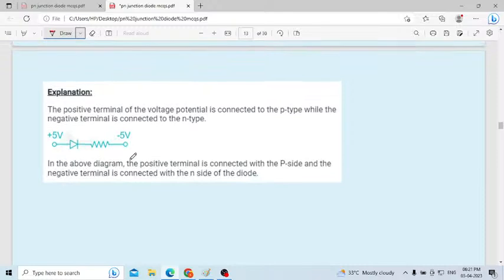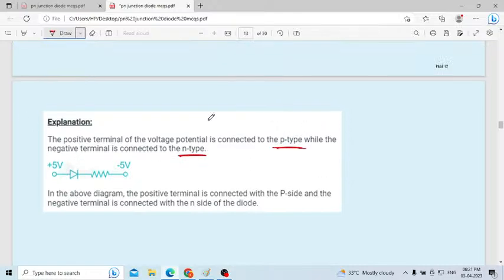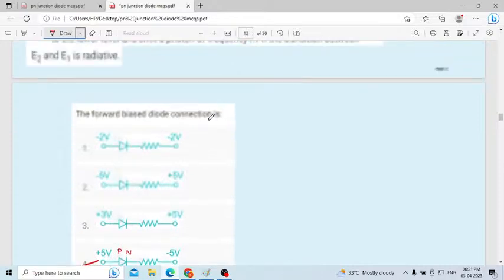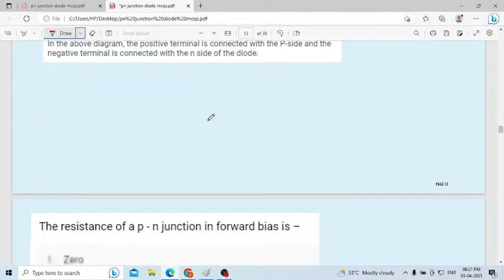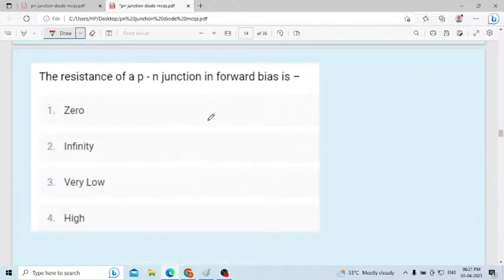Here also I explained that the positive terminal of the voltage potential is connected to P type, and the negative terminal is connected to N type. P is connected to positive, and N is connected to negative. In the case of reverse bias, it will be the opposite of that. Let us move to the next one.